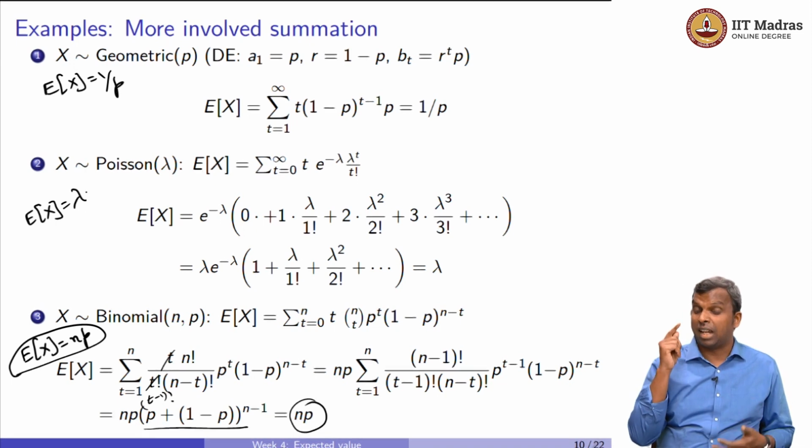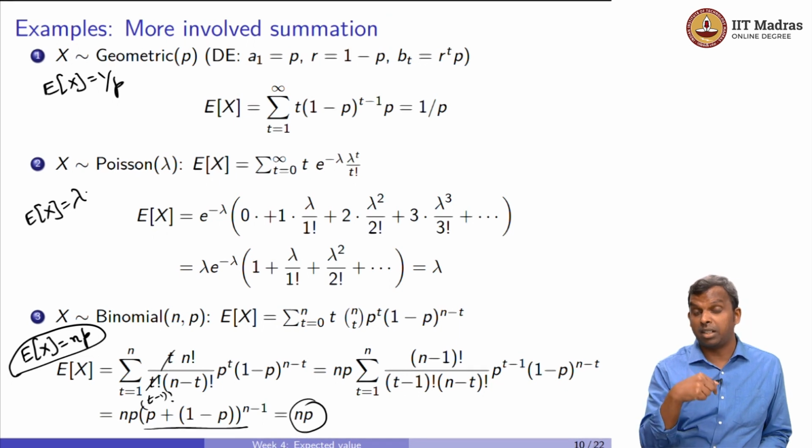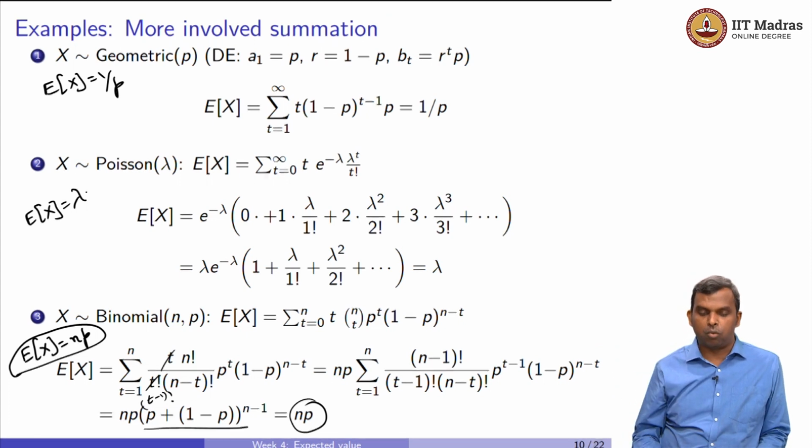Remember one thing very carefully about the geometric distribution, we are starting at 1. Our geometric distribution starts at 1 and you get expected value 1 by p. A lot of people start the geometric distribution at 0. I think it's not a good idea. Starting at 1 is the correct idea, I think. So 1 by p is good, but if you start at 0, you will get 1 by p minus 1. There will be a subtraction of 1.